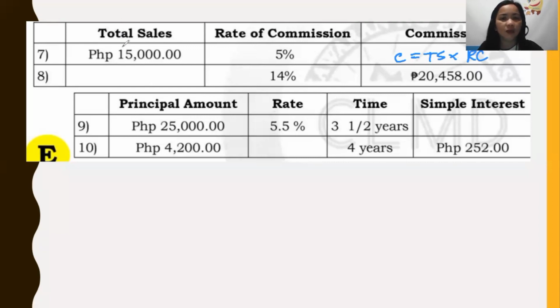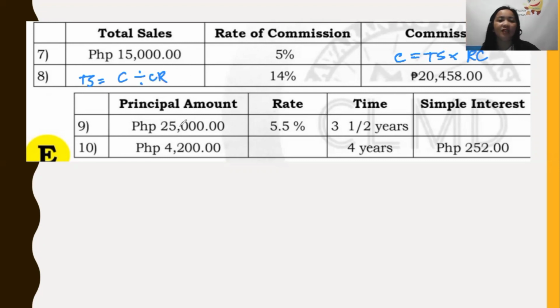And then, kapag naman ang nawawala ay total sales, di ba? Anong gagawin natin? Divide. Pag nawala ay total sales, we have commission divided by commission rate or rate of commission. Minsan nagkakabaliktad, okay lang yun.